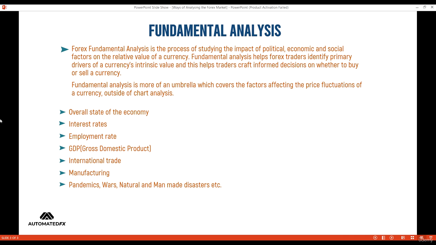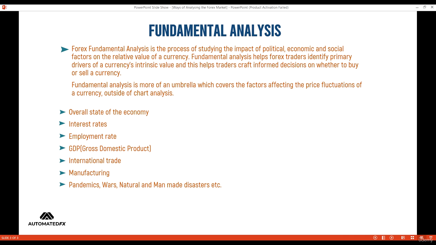Fundamental analysts also look at concepts like interest rates, employment rates, and GDP, which is gross domestic product. And then they also look at concepts like international trade. How well is that country performing in international trade? How much foreign exchange is the country earning? It also helps boost the currency or the whole economy of the country.